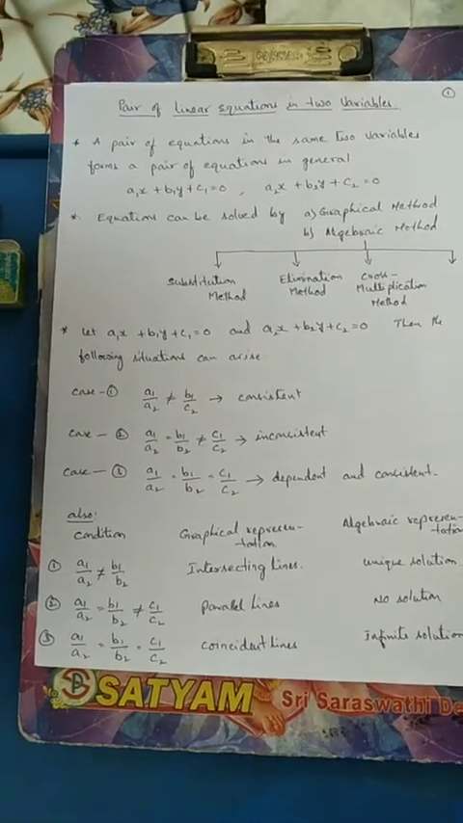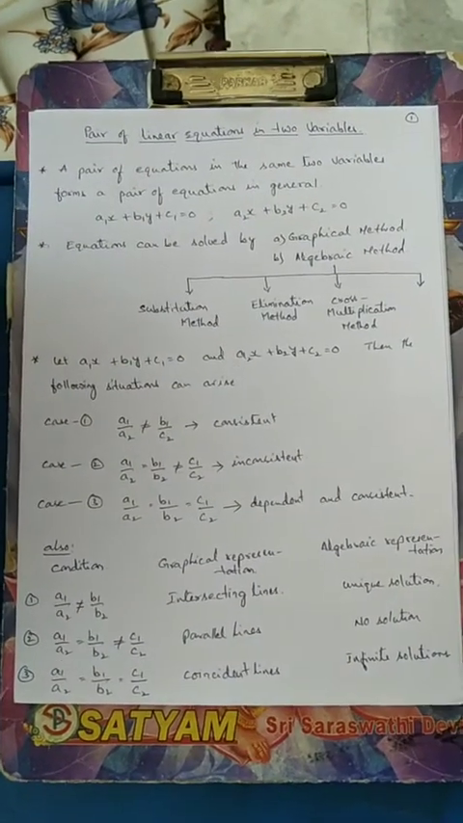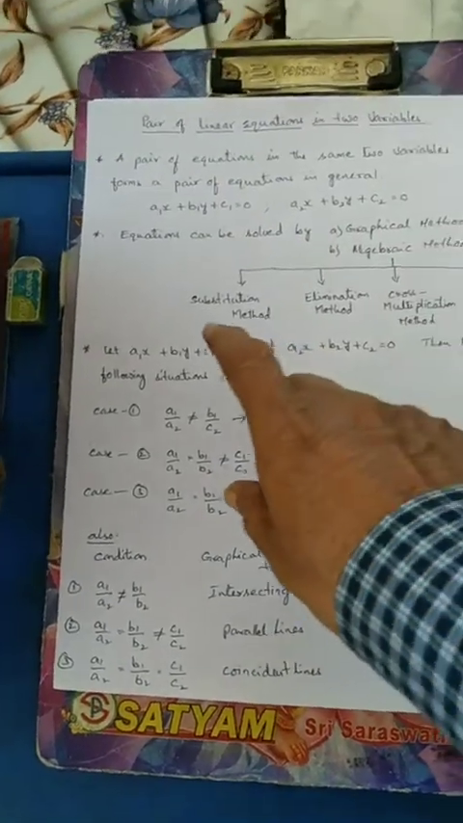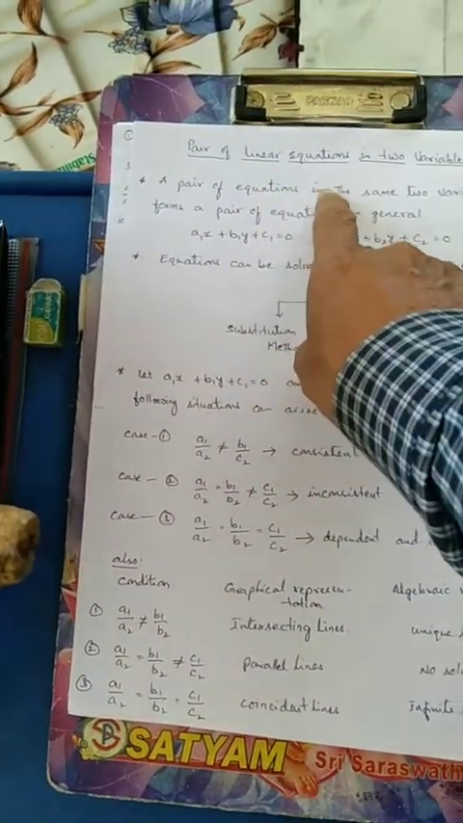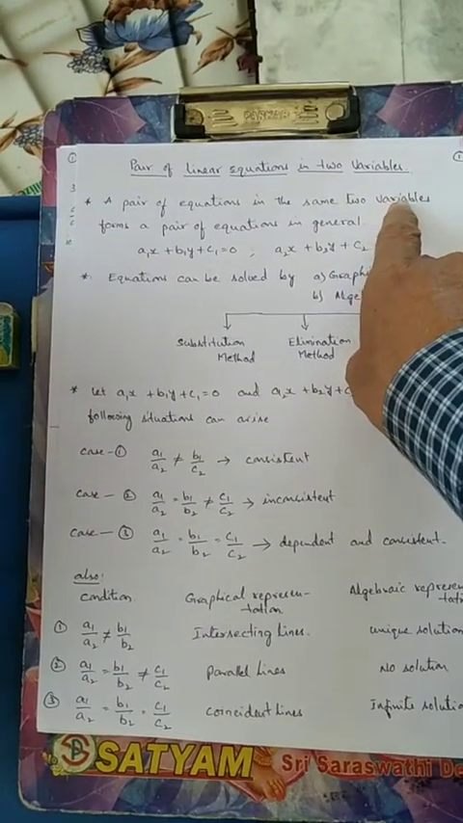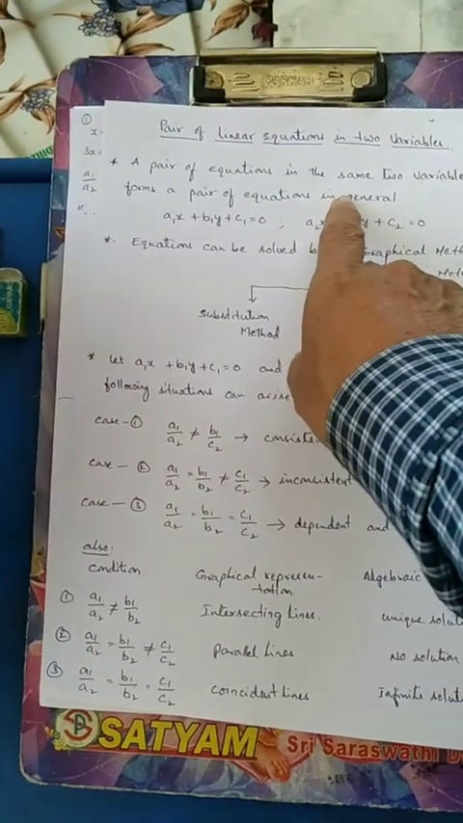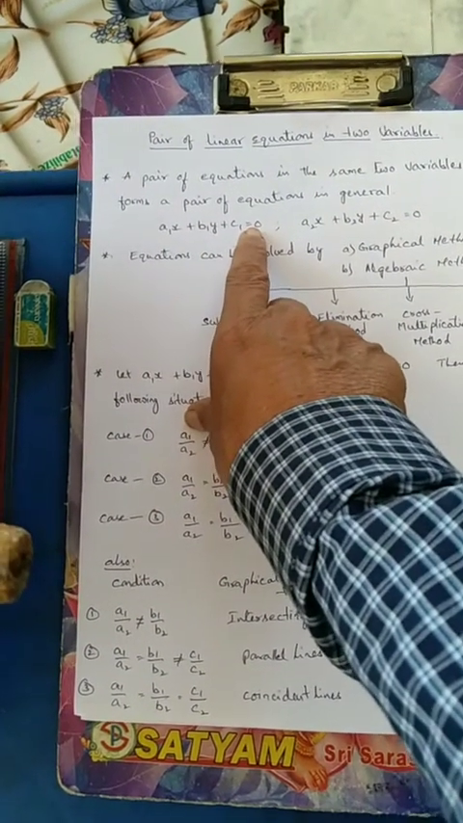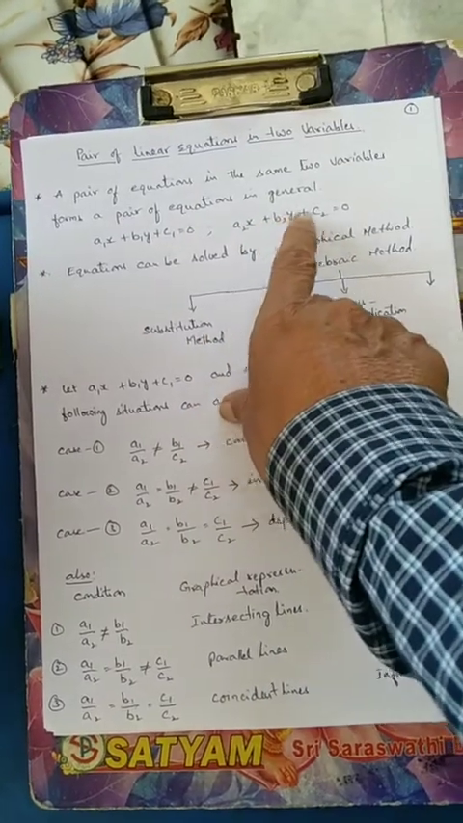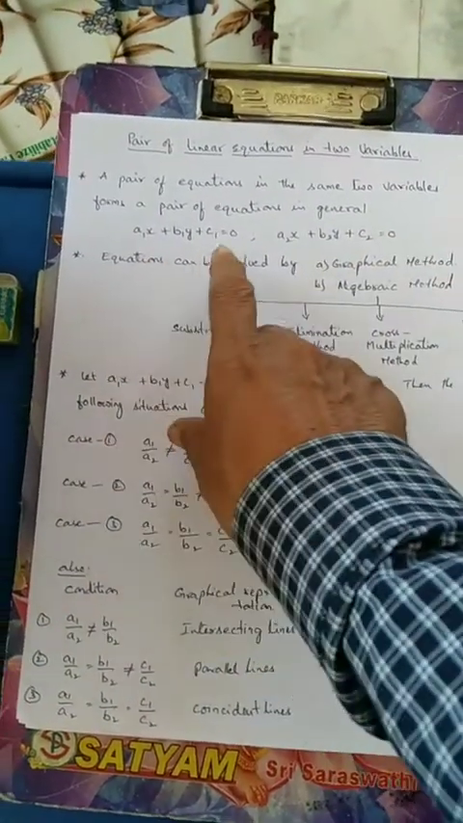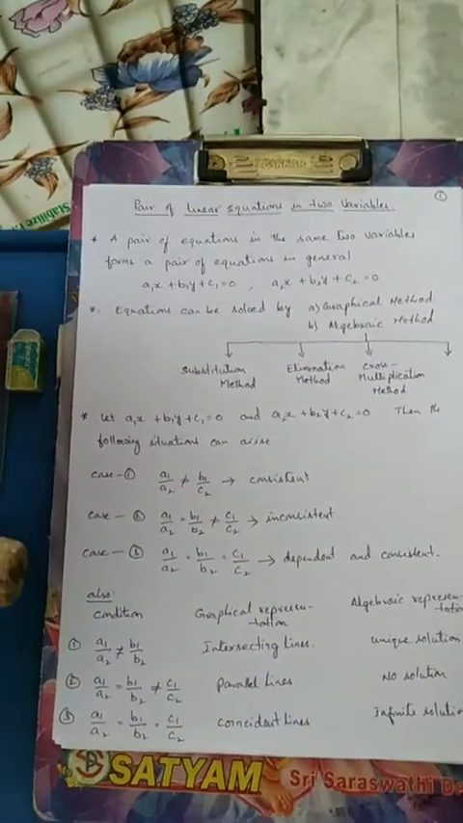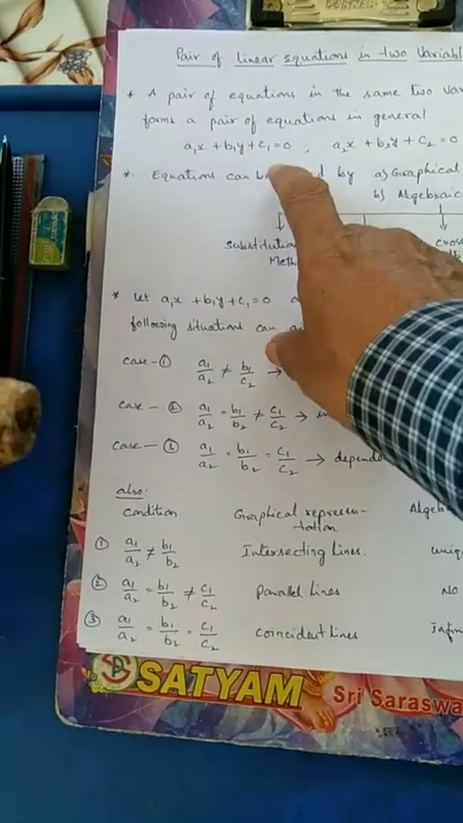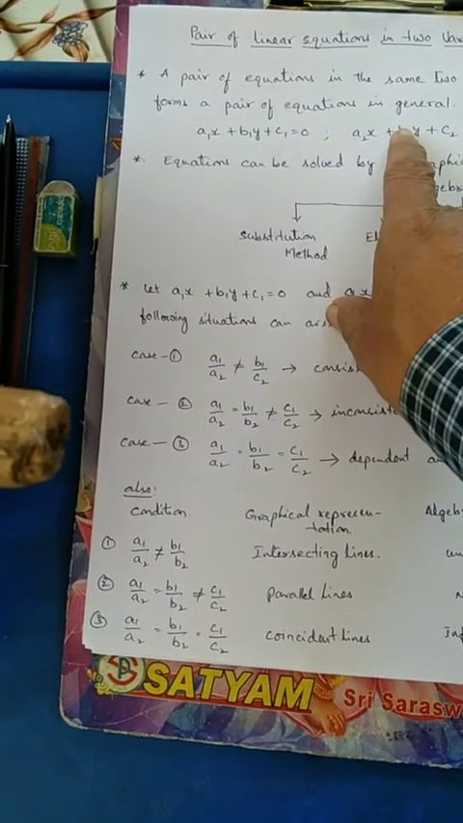Hello, good morning. Today we do 10th class, a pair of linear equations in two variables. Here, a pair of equations in two variables forms a pair of equations in general. Here we take a1x plus b1y plus c1 is equal to 0 and a2x plus b2y plus c2 is equal to 0. Now these two are linear equations. Why? Because the degree of the equation is 1. So we have to call this linear equations of two variables.